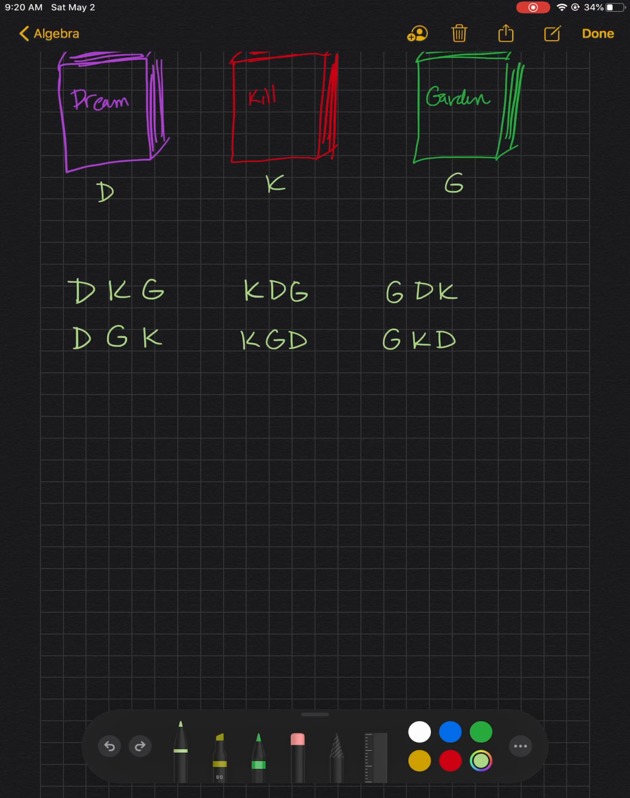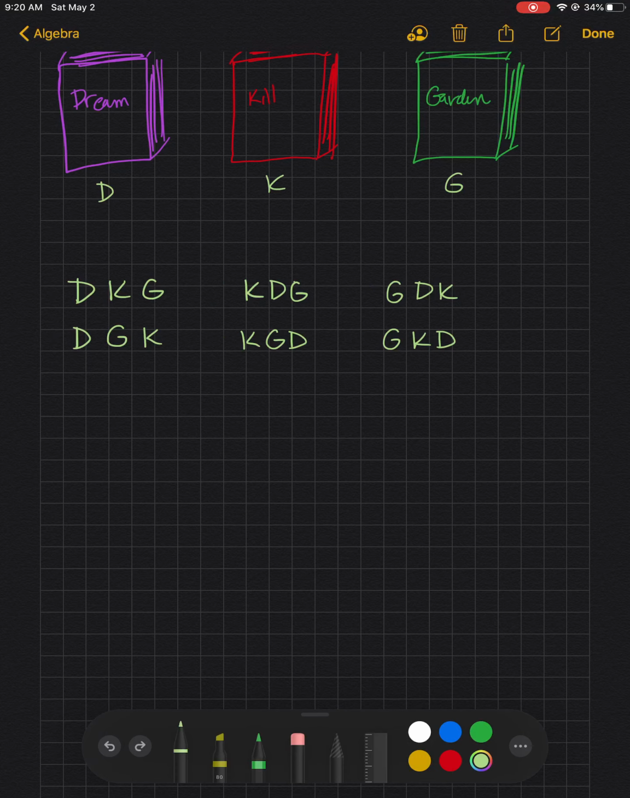So it says, describe how you determine the number of different ways you could order the books. Well, you could just make a list like this. That would work as well. Suppose you chose one of the orders at random. What's the probability that you'll read the books in alphabetical order by title?